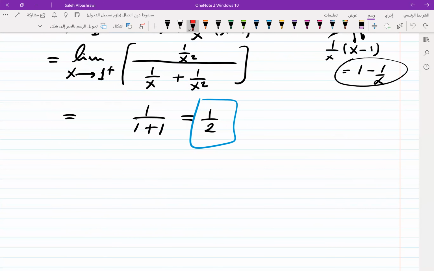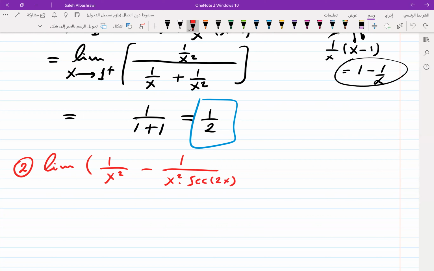Number 2. Limit of 1 over x squared minus 1 over x squared multiplied by secant 2x, and this goes to 0.